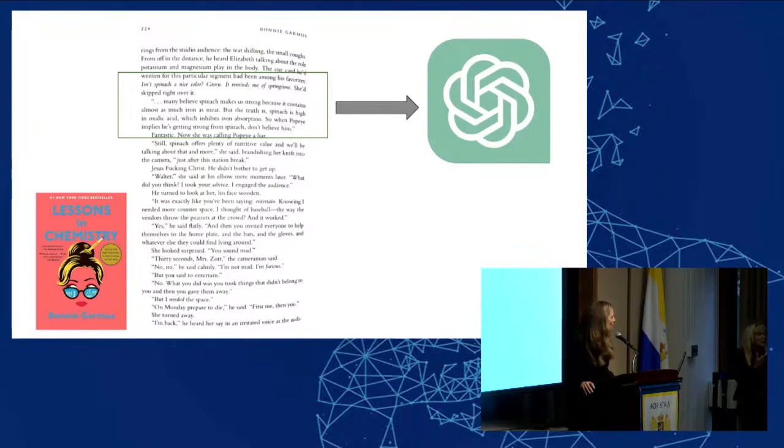And she says, "Many believe spinach makes us strong because it contains almost as much iron as meat. But the truth is spinach is high in oxalic acid, which inhibits iron absorption. So when Popeye implies he's getting strong from spinach, don't believe him." So this was particularly interesting for me as a reader making meaning. One, because there was a time where I had spinach every single day as part of my diet, and I actually had some trouble with nutrient absorption. So I wanted to learn more about this fact that she shares.